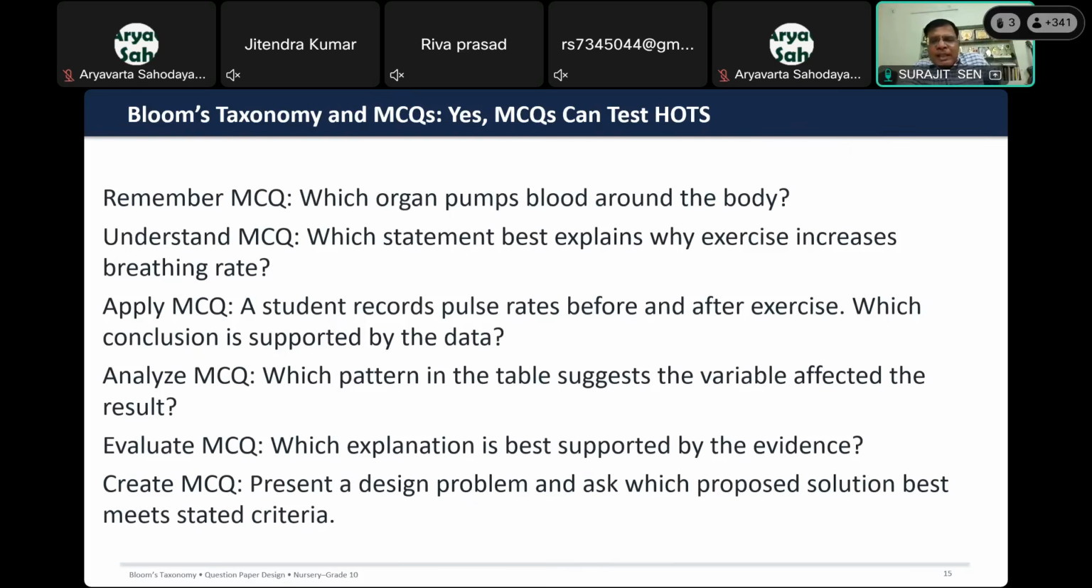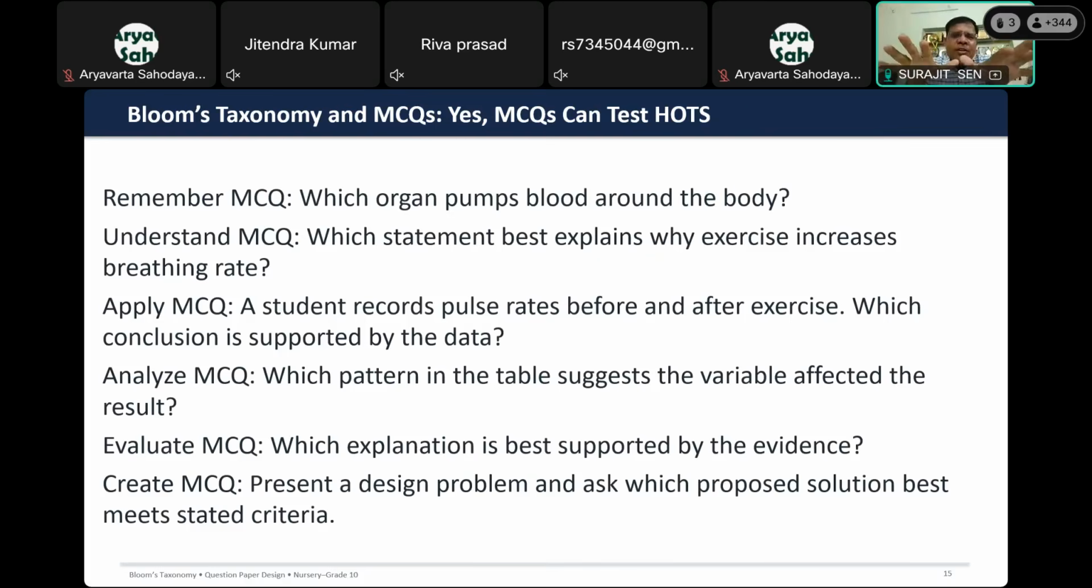Analyze MCQ: which pattern in the table suggests variables that affected results? Maybe some tables will be given, and there again we'll try to find out how the different variables occur during exercise, before exercise, or with the heart rate, and how the heart is functioning. Evaluate MCQ: which explanation is best supported by the evidence? Maybe some evidence will be given, and we try to find the explanation it supports. Present a design problem and ask which proposed solution best meets the stated criteria. That is a more difficult level of question.